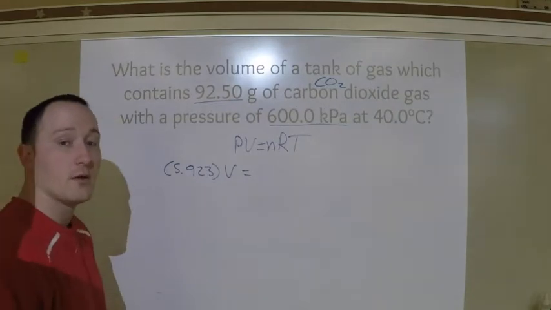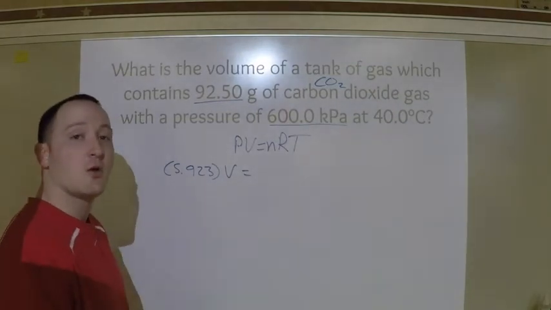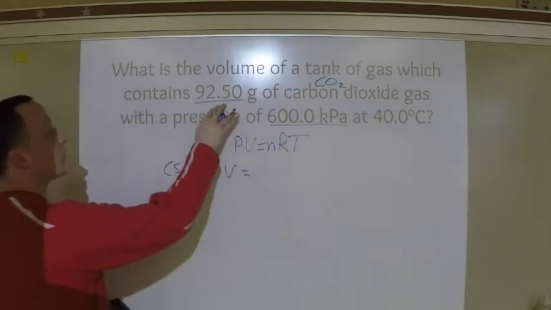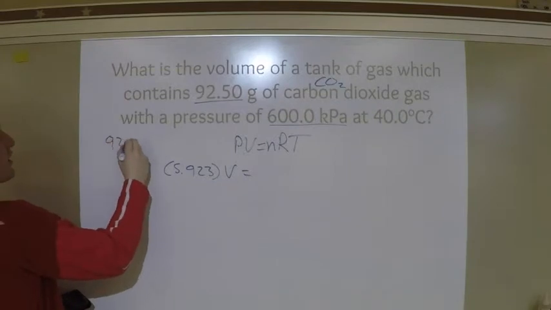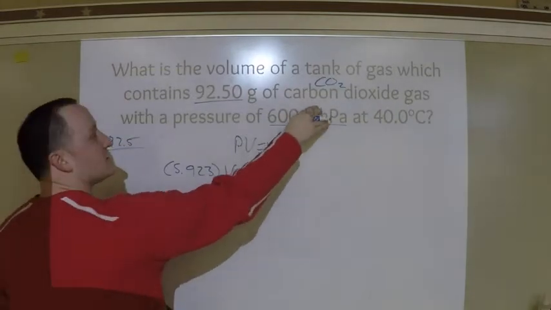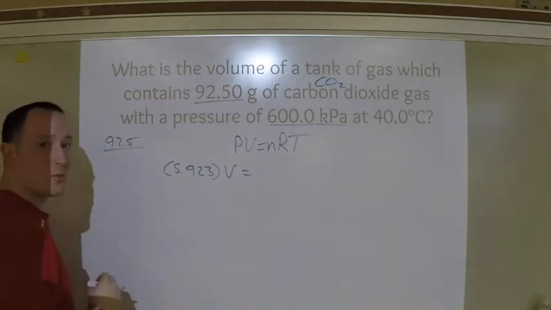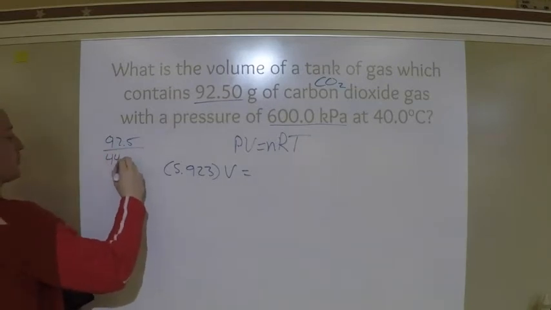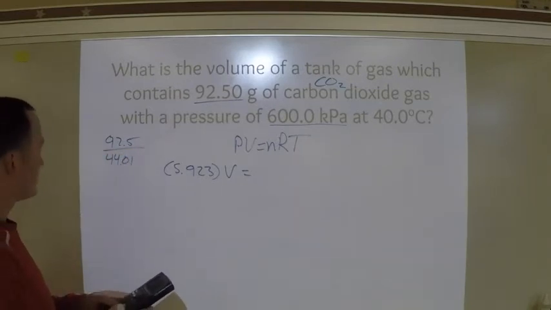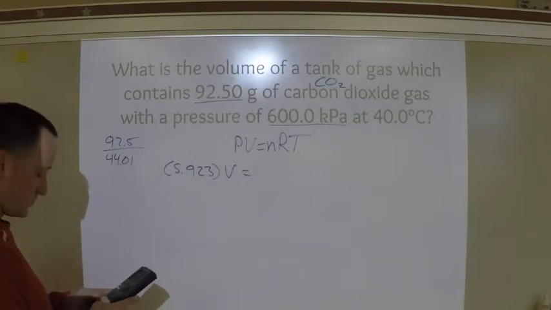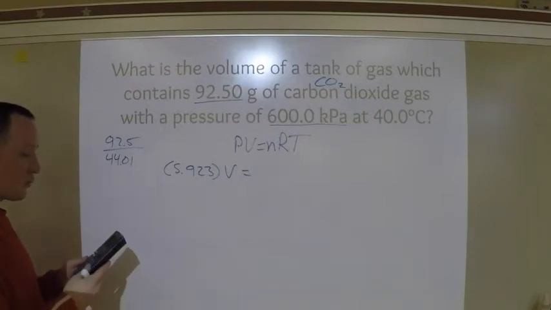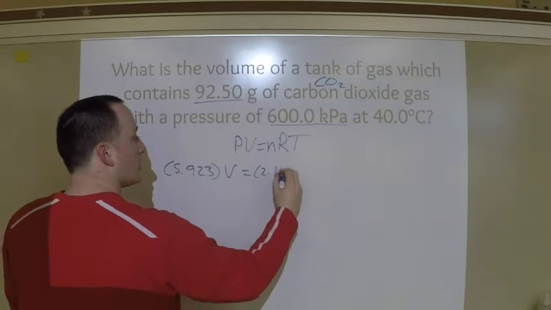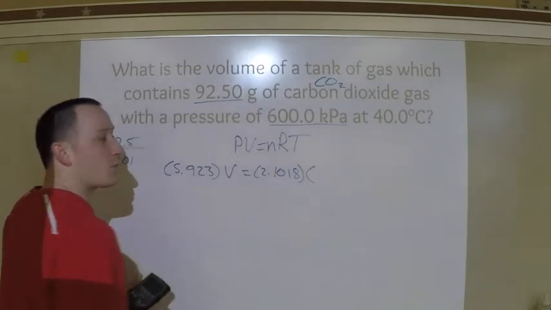Since I know the formula for it, that means I can find its molar mass, and if I know its molar mass, I can change from grams to moles. So I'm going to find moles of CO2. In order to do that, I'm going to do 92.5 divided by the molar mass of CO2. What is CO2's molar mass? All right, it should be 44.01. So when I divide those, I get 2.1018. So I'm going to have 2.1018.